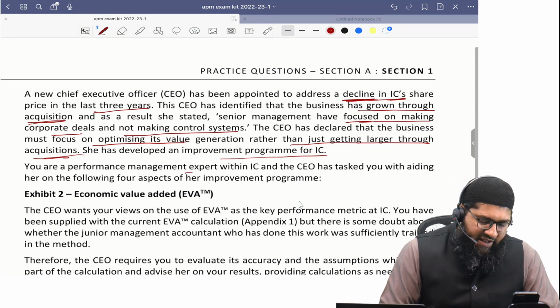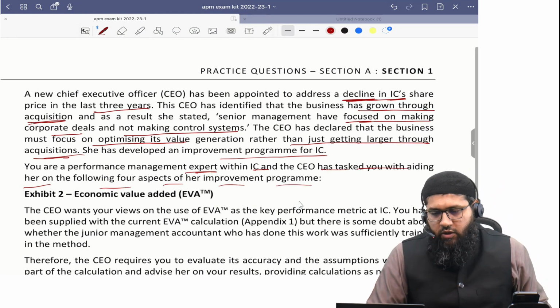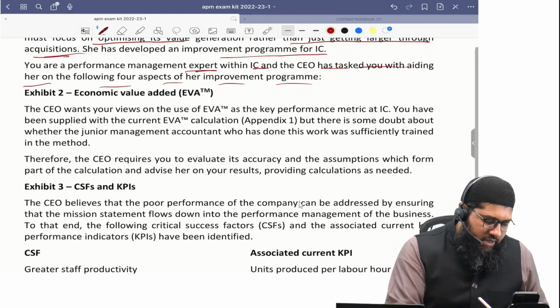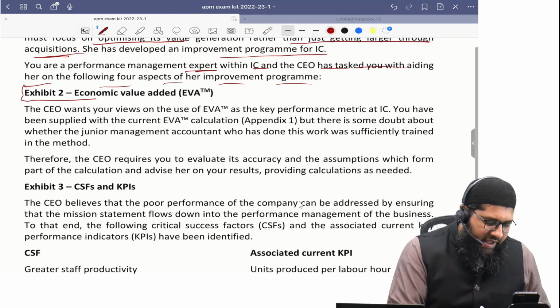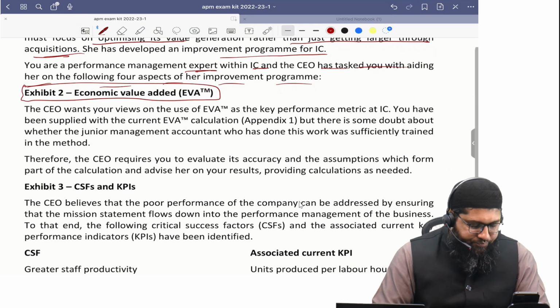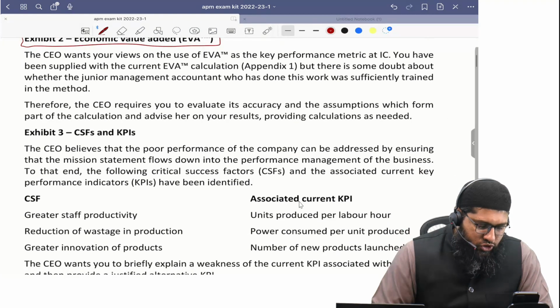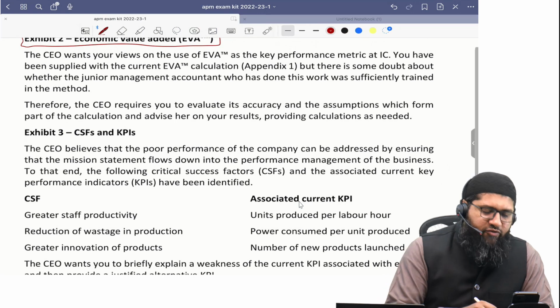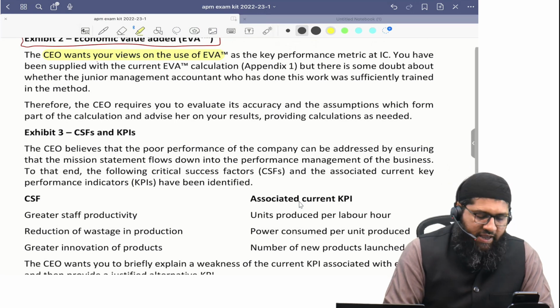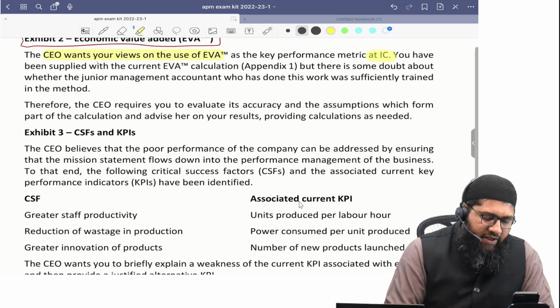You are a performance management expert within IC, and the CEO has tasked you with aiding her on the following 4 aspects of her program. So what are the 4 aspects that the CEO has set out? One of them is about the exhibit, where he talks about the economic value added. So he says the CEO wants your views. This is the question requirement. Wants your views on the use of EVA as the key performance metric at IC.